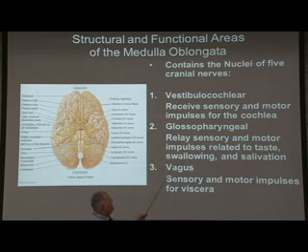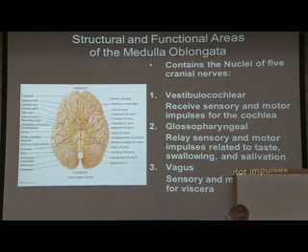So the glossopharyngeal is both sensory and motor. So it has sensory information coming in, motor responses out. But this is sensory only. Okay. And so the glossopharyngeal is going to be involved in taste, in swallowing, and salivation. So production of saliva.